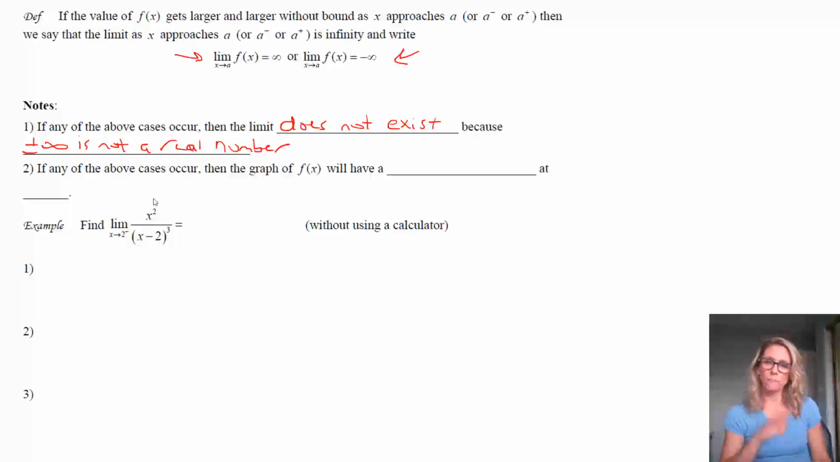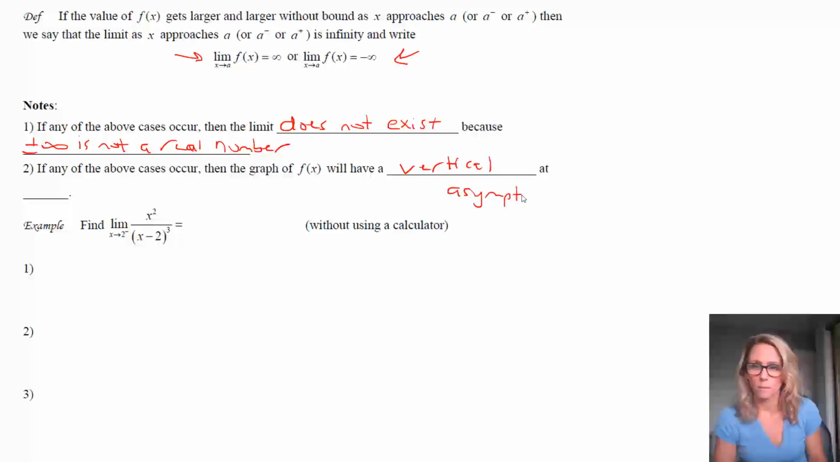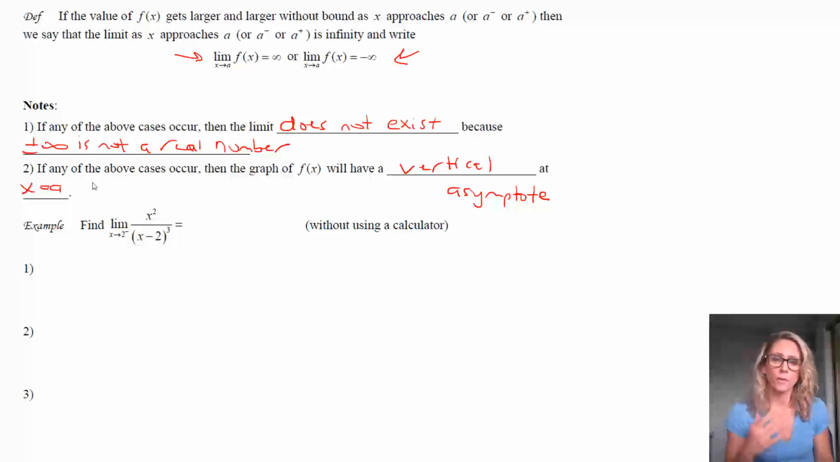But if any of the above cases occur, you will have, like I said, a vertical asymptote at x equals a. So if a case like this occurs, you don't even need to use a calculator for a question like this. You can just plug in your value.